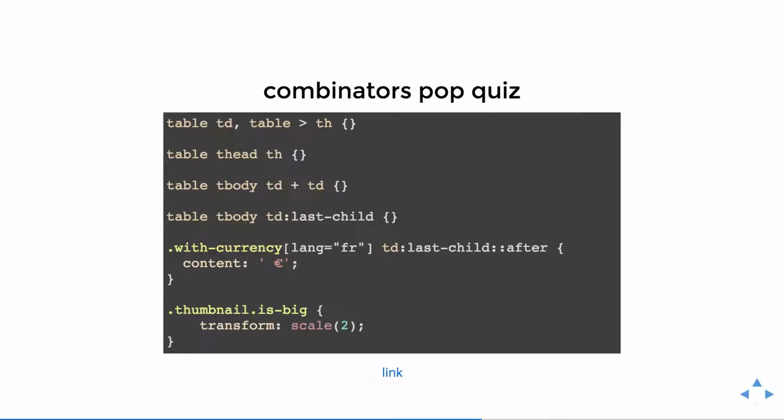So pop quiz. Fail and you have to give back the donuts. First one, who wants to tell me what's happening? Niels: So it's any cell in the table as well as any table header that is the direct child of the table. See any problems with this code?